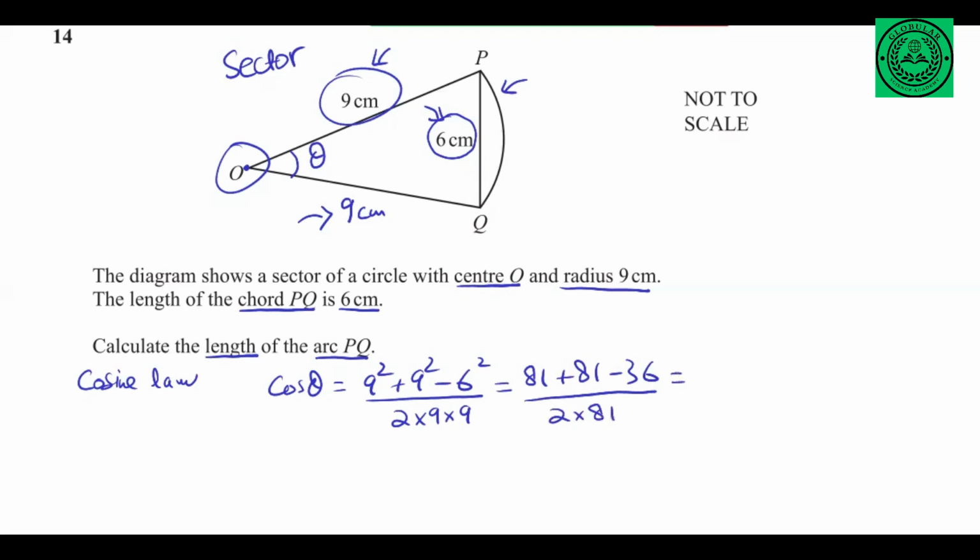And this turns out to be 162 minus 36 divided by 162.